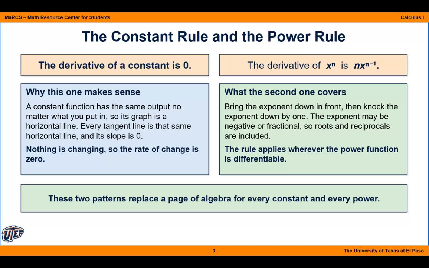The derivative of a constant is 0. A constant function never changes, so its graph is a horizontal line. Every tangent line is also horizontal and has slope 0.